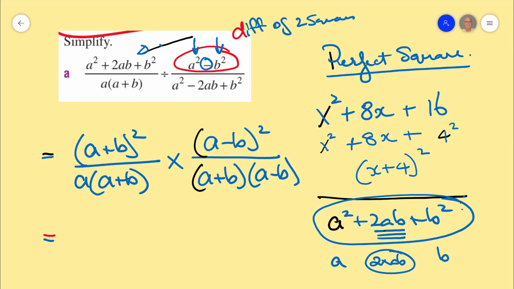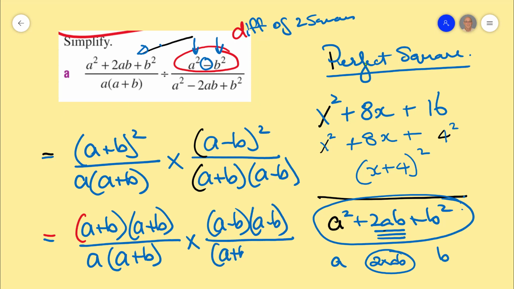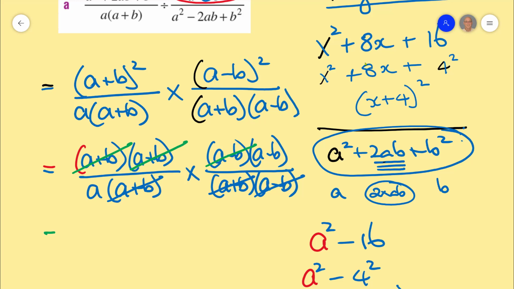So now what I would do is to cancel and to see what is possible. To help me with that, I'm going to put a new line in. To make my job a little bit easier, I'm going to write out what a plus b all squared actually means and what a minus b squared actually means. I think that will make my job a little bit easier when it comes to cancelling. So top and bottom, well, that can go with that. That can go with that. That can go with that. And ultimately in this one, I'm left with a minus b on a. So that would be it.